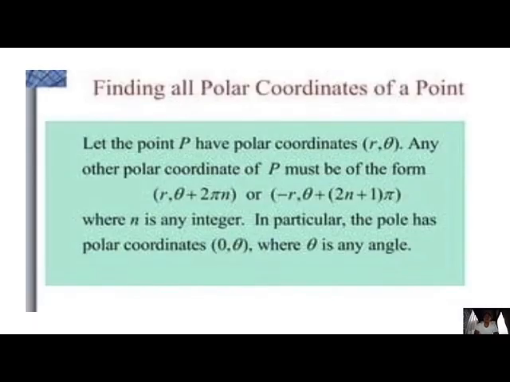Finding all polar coordinates of a point. Let the point P have polar coordinates (r, theta). Any other polar coordinates of P must be of the form (r, theta plus 2 pi n) or (minus r, theta plus (2n plus 1) pi), where n is an integer. In particular, the pole has polar coordinates (0, theta), where theta is any angle.